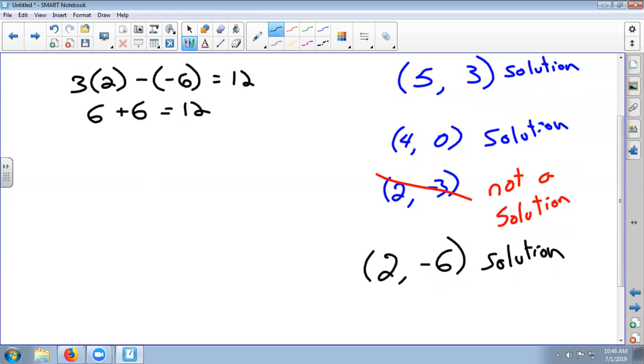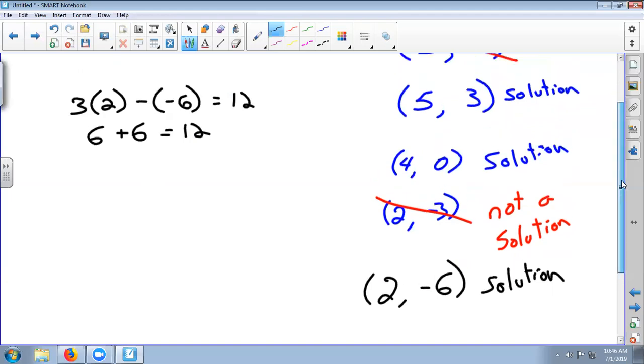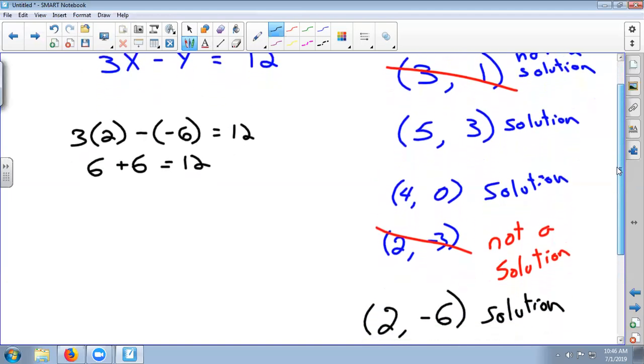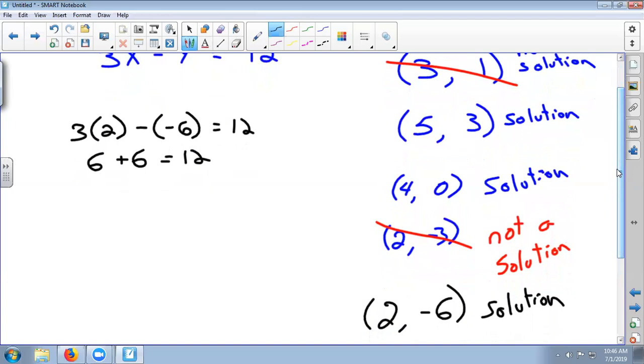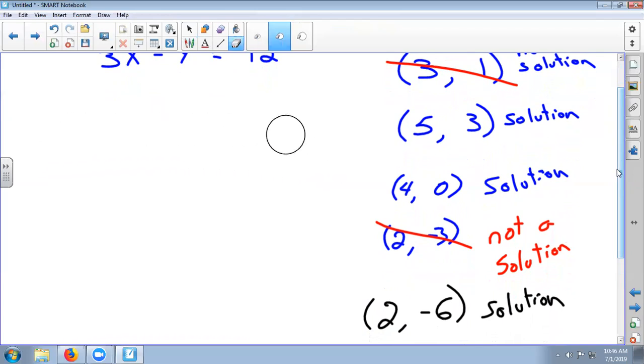Okay. These are solutions. If I want to graph an equation, what I need is a set of solutions. Normally we try to get at least 3. With a straight line, you can really do it with 2. So if I want to graph this, I'm going to graph these points. I have 3 solutions: 5, 3; 4, 0; 2, negative 6.